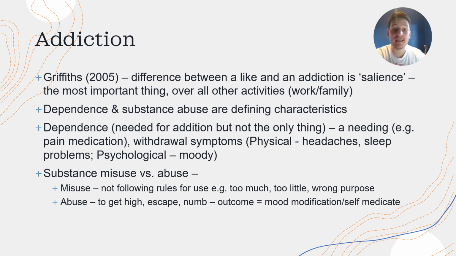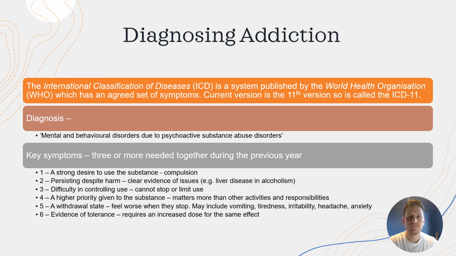And then finally, there needs to be substance abuse rather than misuse. So what do we mean by abuse and misuse? So misuse: not following the rules, having too much, having too little, taking something for its wrong purpose. Gas canisters are used for whipped cream and not for inhaling by a balloon, for example. Or abuse. So abuse is needed for an addiction. So this is used to get high, used to escape, used to numb, used to change one's mood, used to medicate oneself that a medical professional hasn't diagnosed.